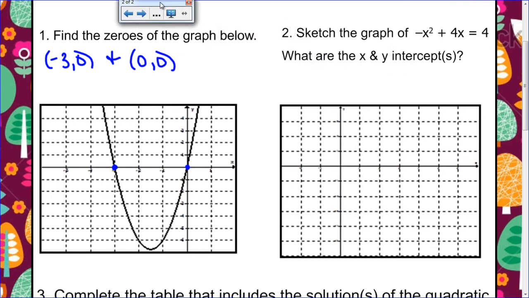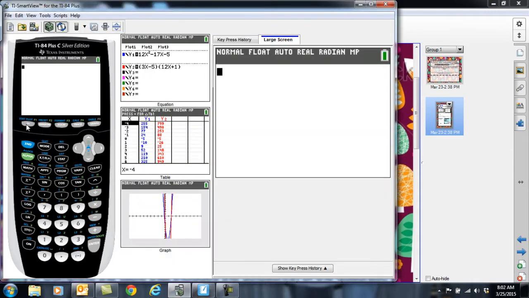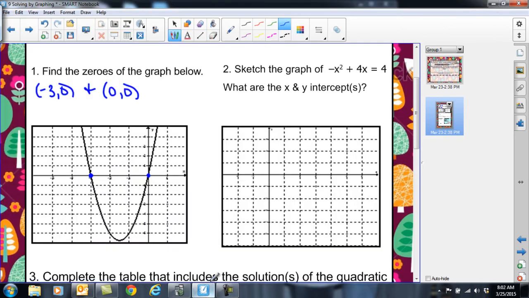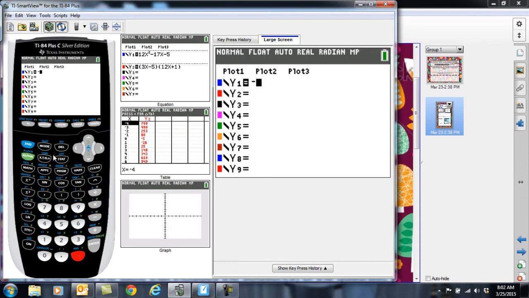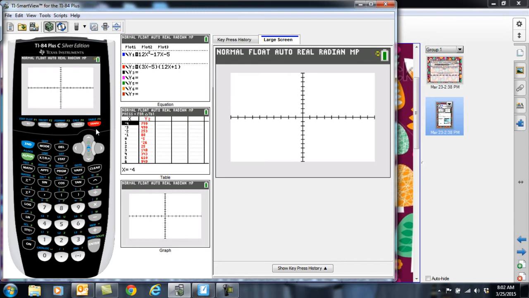Number two asks you just to sketch this graph, and then it asks for the x and the y intercepts. So we're going to get out our calculator and type in that equation. We go to y equals and type in -x squared plus 4x, and we have to subtract 4 from both sides so that this is in standard form. So it's -x squared plus 4x minus 4. That's what's going to go in our calculator. Then we're going to graph it and just see what it looks like.